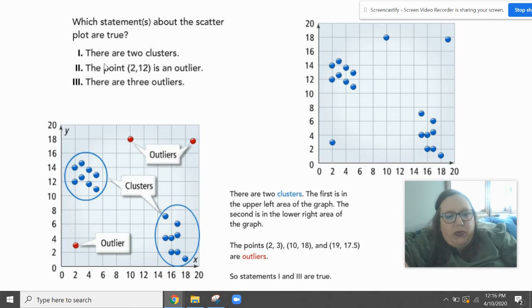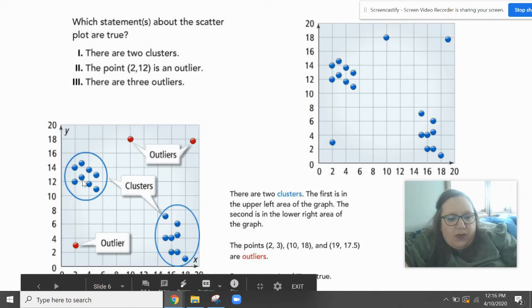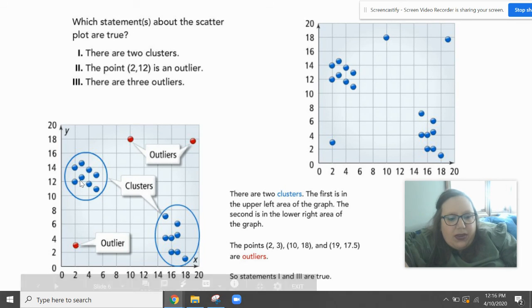Let's look at number 2, though. The point 212 would be right here, and it is within the cluster. It is not an outlier, so that statement is not true.